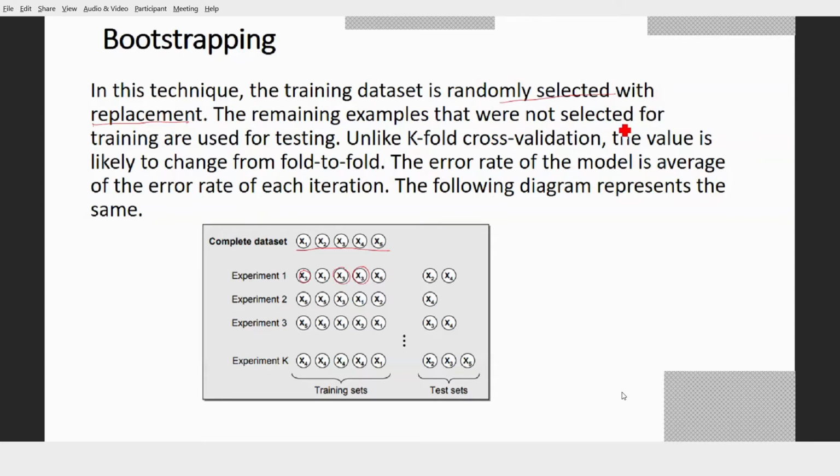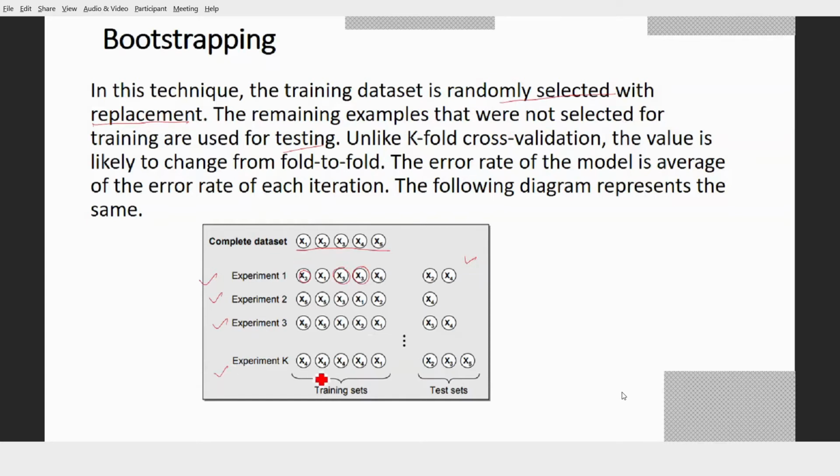In random selection, it is without replacement. In bootstrapping, this is with replacement. The remaining examples that were not selected for training are used for testing. So randomly we select the instances here, and these are used as a training set, and whatever is remaining works as the test set. The error rate of the model is the average of the error rate of each iteration. I'll repeat again that iteration means all the training sessions, and the following diagram represents the same.